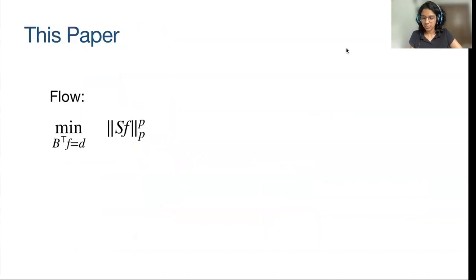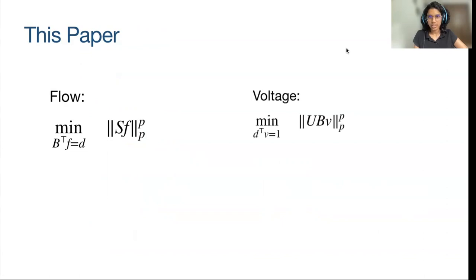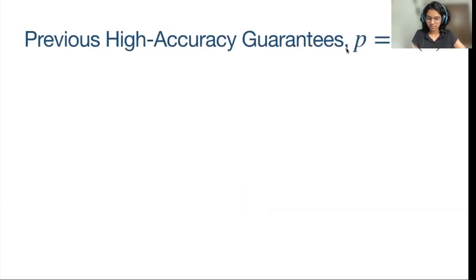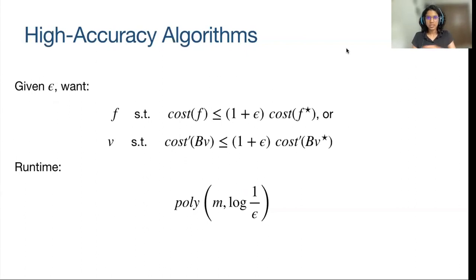So in this paper, we consider minimizing the weighted LP norm objectives for both flow and voltage problems. And we are interested in the case where P is at least a constant. Our goal is to find a 1 plus epsilon multiplicative approximation to the objective in time that's polynomial in m, the number of edges, and log 1 by epsilon.